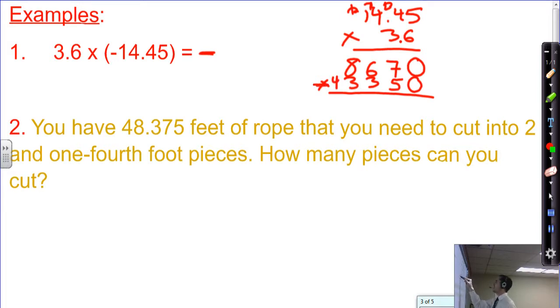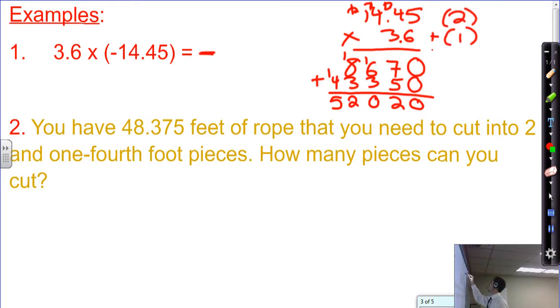We need to add these, so I don't know why that looks like a multiplication symbol. We need to add these and we get 0, 12, 10, 12, 5. Now where does my decimal go? I need to count in the factors. I have 2 decimal places and 1 more decimal place. That's a total of 3 decimal places that my answer should have. So it'll go right there.